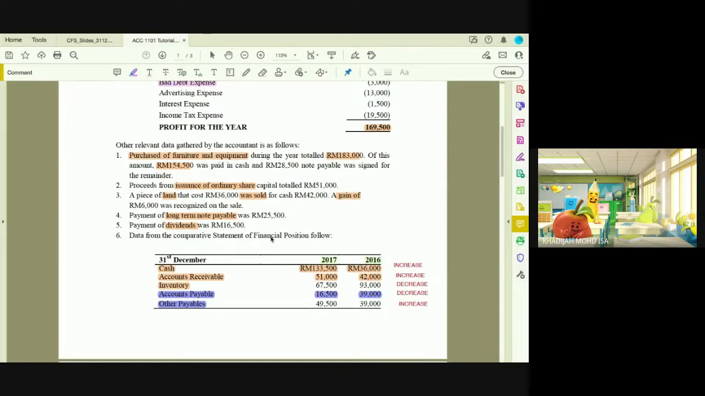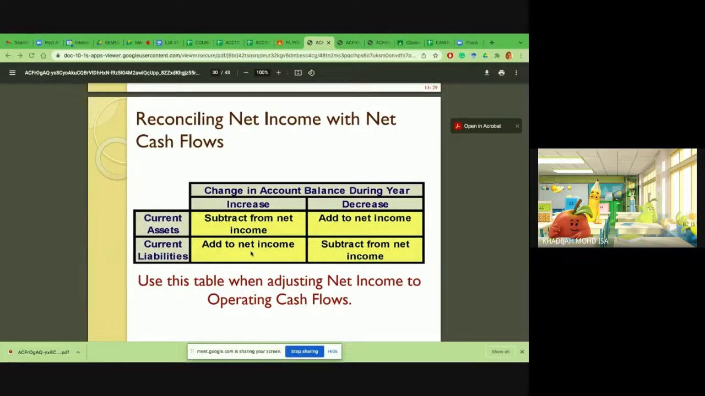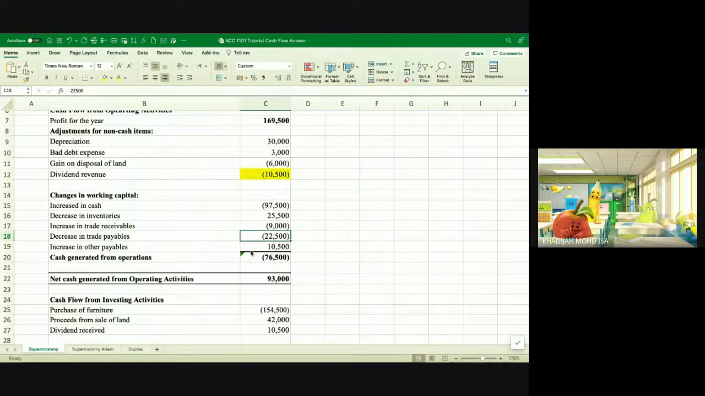And then other payable, there's an increase, 49.5 minus 39,000, increase of 10.5. So maknanya bila increase in current liability, you add, right? You add 10.5 thousand. So that's how you compute. Okay, that's it. Dividend ni I tak sure.